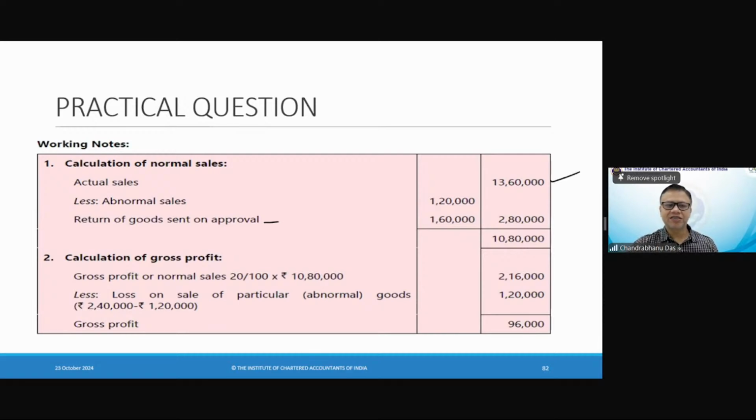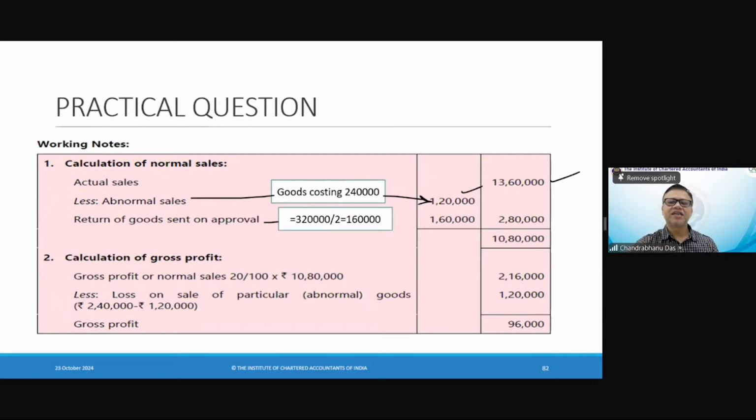So normal sales has happened as 13,60,000. Out of that, your abnormal sales is that goods costing 2,40,000, which is sold for 1,20,000, which you deducted. Then what happened? Out of the 3,20,000 goods, 1,60,000 were returned. It will not be considered a part of the sales, so that has also to be deducted. So 1,20,000 and 1,60,000, 2,80,000 has to be deducted from the 13,60,000 of the sales. And only 50% is considered as sales on the sale and approval basis. So what you get is 10,80,000.